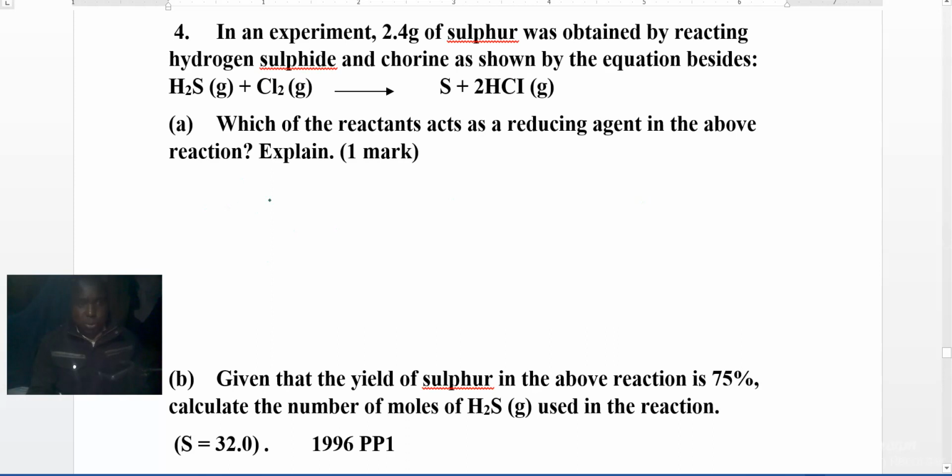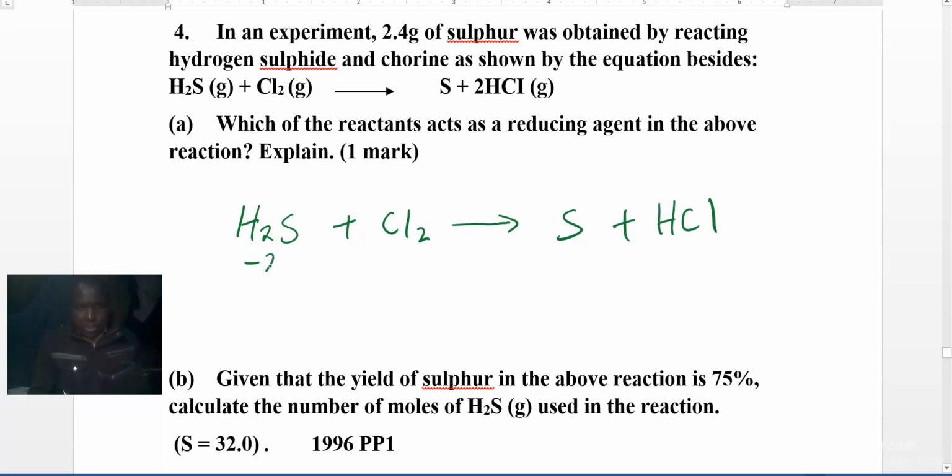So let us rewrite this equation here so that we can calculate the oxidation number of each. The oxidation number of sulfur here is -2. Chlorine here is 0 because chlorine is a gas, so all elements and molecules are 0. Sulfur is 0 here, and the chloride ion here is actually -1.